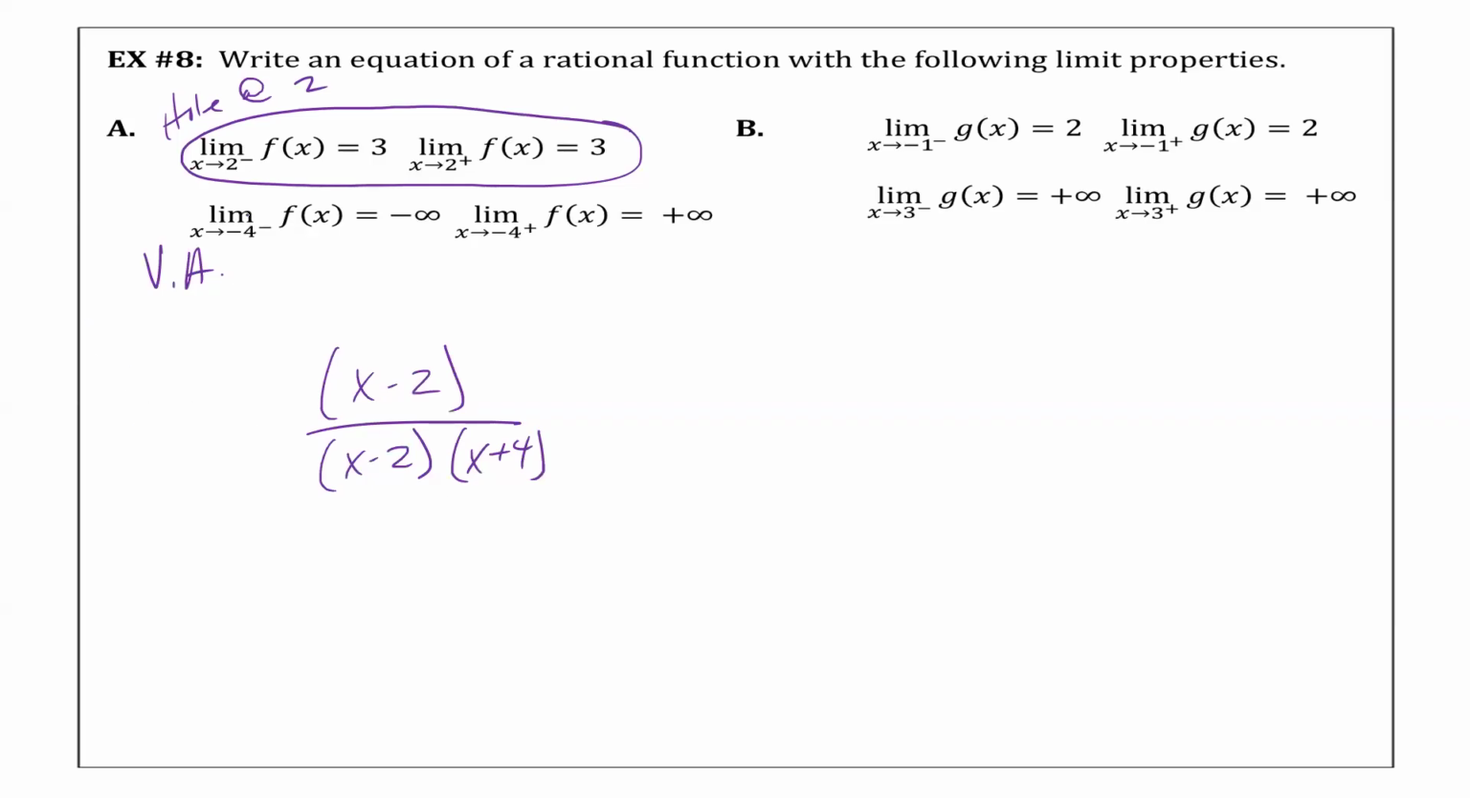So that's so far. I've handled the vertical asymptote, but I need to make sure that the exact value is 3 when I eliminate x minus 2 over x minus 2. This is where the math sense comes into play. What would my coefficient have to be in order for this to be true? I need this to equal 3 when I plug in 2.